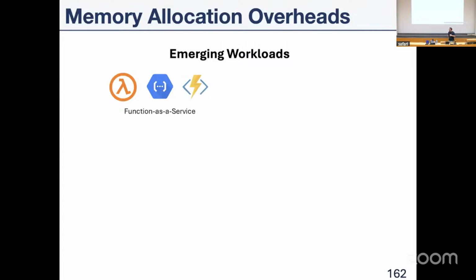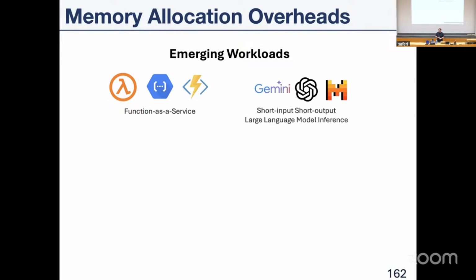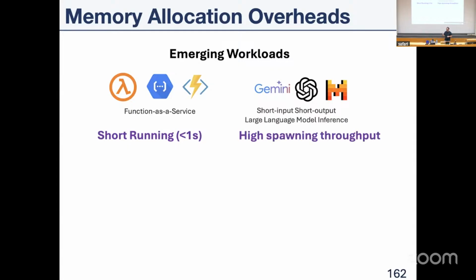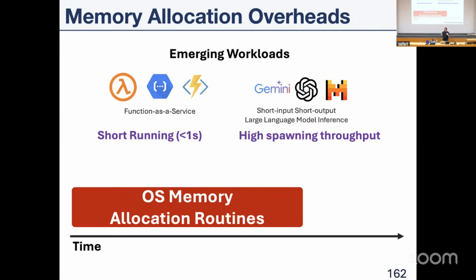We have emerging workloads, as you may have heard, function-as-a-service workloads, serverless computing. We have LLMs, short input, short output LLM inference models, which are short running. They run in less than a second. When you execute your query in ChatGPT, it runs in less than, okay, it doesn't, but close to less than a second. It also has a very high spawning throughput. We want to execute as many queries as possible at the same time, because the whole universe is using ChatGPT or Gemini these days. What's the problem with this?